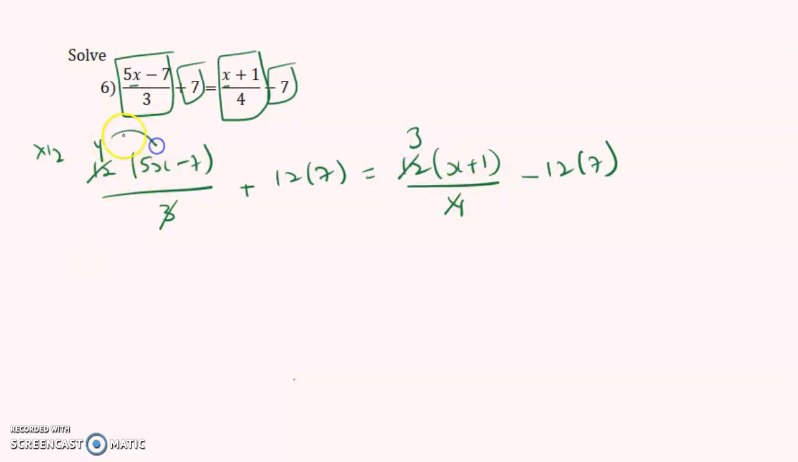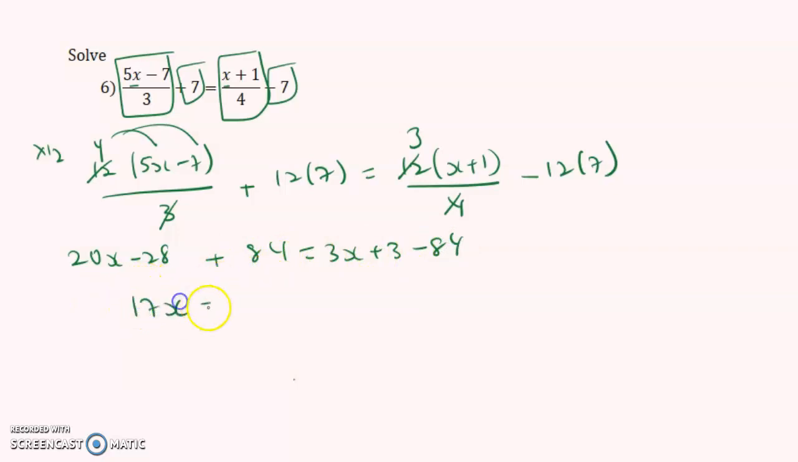So expanding this now, 4 by this and 4 by that will give me 20x minus 28 plus 84. 3 by everything will be 3x plus 3 minus 84. So now simplifying, bringing all x's together and all numbers together, we will end up getting 17x is equal to minus 137. So x is equal to minus 137 over 17, which works out to be minus 1 and 117.